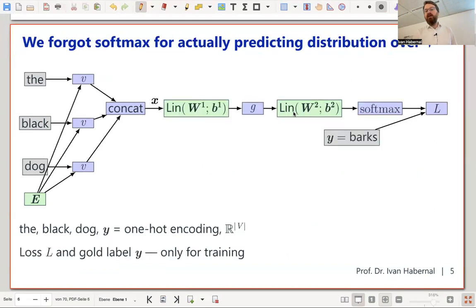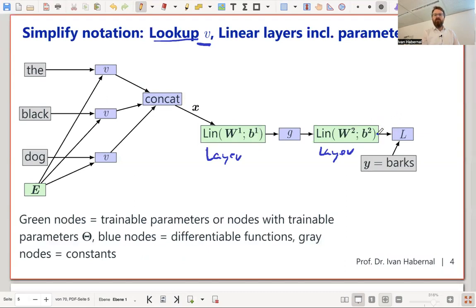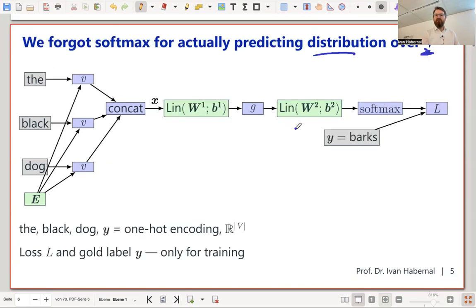We forgot one thing, and I apologize for that. Because we're predicting the distribution over the vocabulary, which must be shown here. So let me just put it back. Over the vocabulary, we forgot the softmax here. So this is really important, because without the softmax, it's wrong here. It produces a vector, but it's not a distribution. So here we need to introduce a softmax basically.